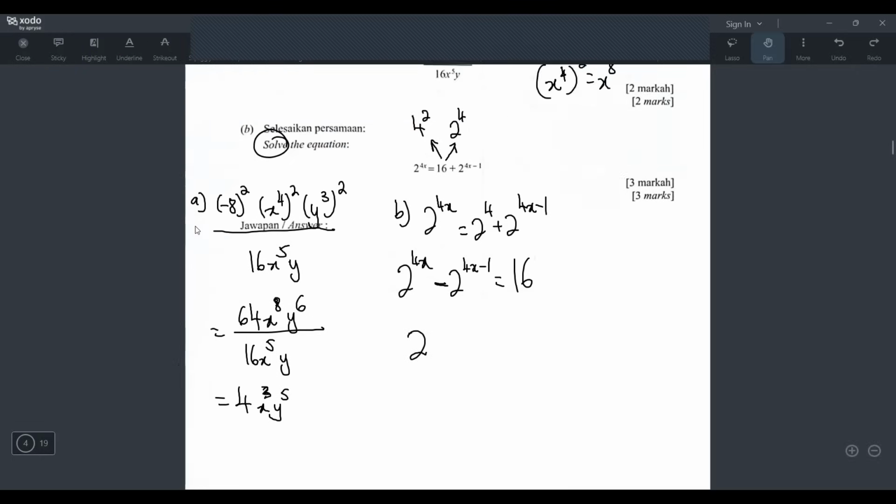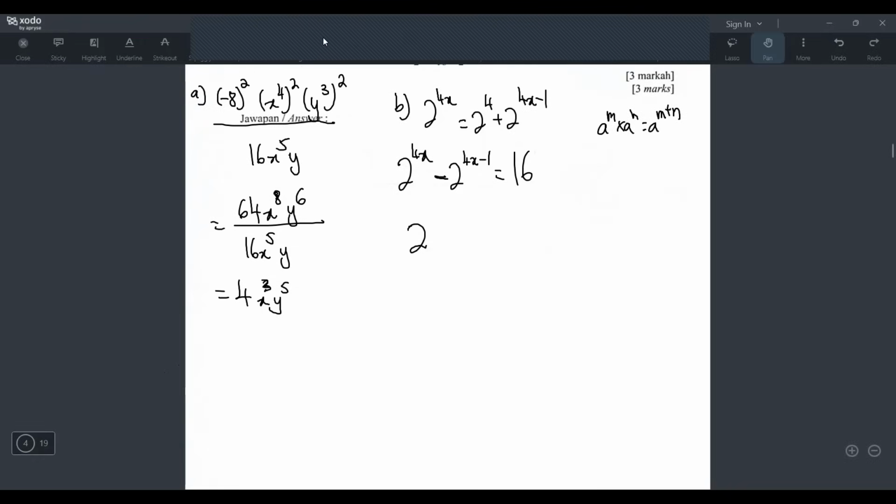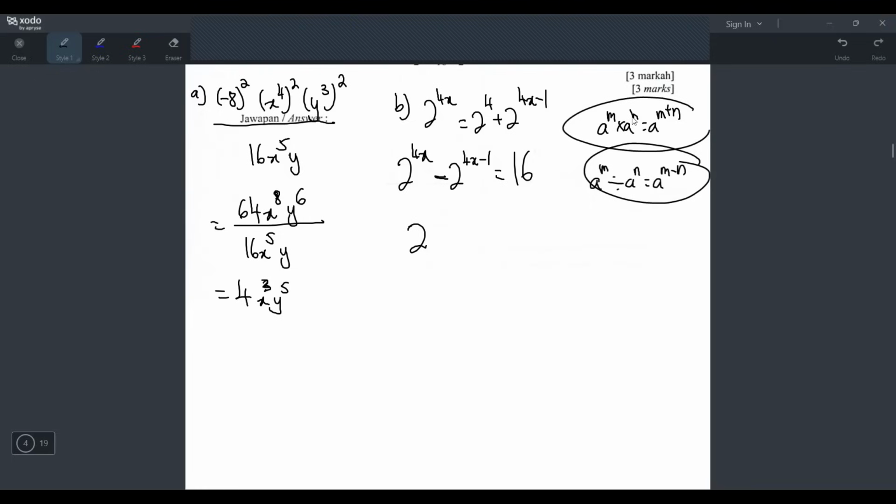So what you have to do instead is, okay, let's talk about the law of indices. We have a power m times a power n, it will be a power m plus n, right? If the base is the same and times. But if it's a power m divide a power n, it will be a power m minus n. So these two main formulas are the ones we learn, right? So when it's the same base, times or divide, then we can merge. If times, power plus; if divide, power minus. But if this one is minus, you cannot.